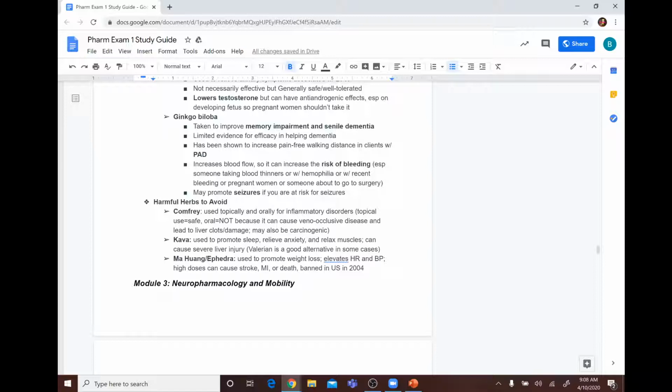Tell me about ephedra. Used to promote weight loss, elevates heart rate and blood pressure. High doses can cause stroke, MI, or death, and it was banned in the U.S. in 2004.